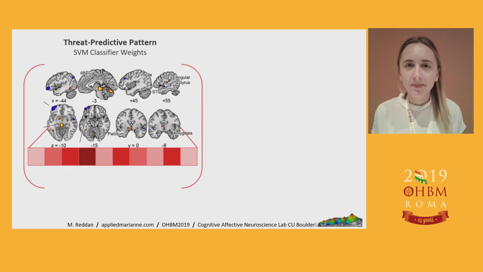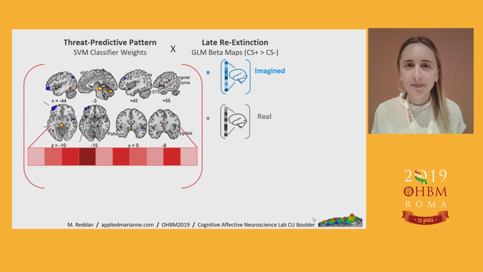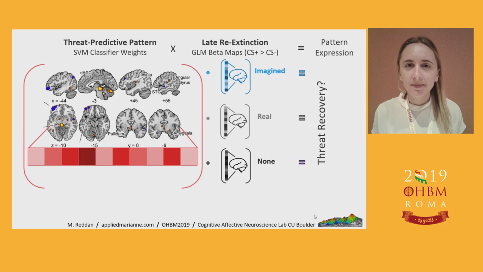Then we take this classifier weight map, unthresholded, and apply it to the contrast maps during the late extinction for the CS plus versus CS minus across the different groups, by just taking the dot product between the two brain activity maps. And then we look at what's called threat pattern expression in this study to test if there's a recovery of threat.